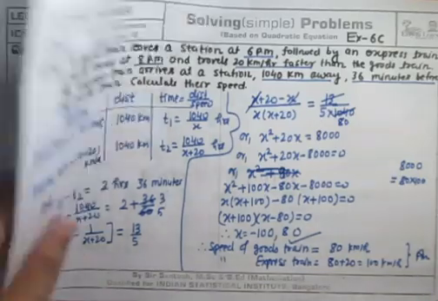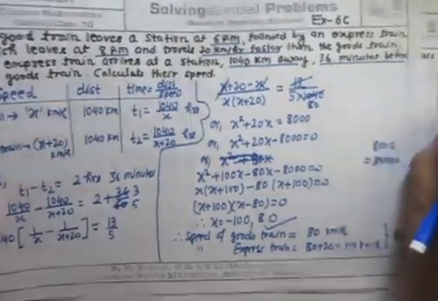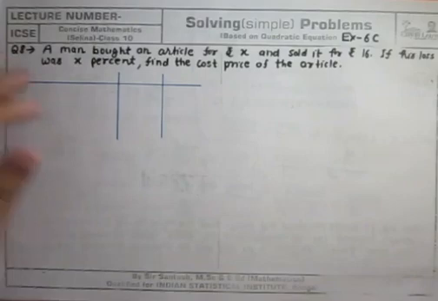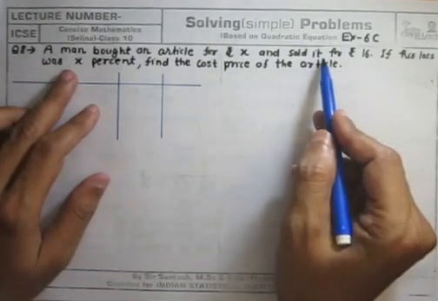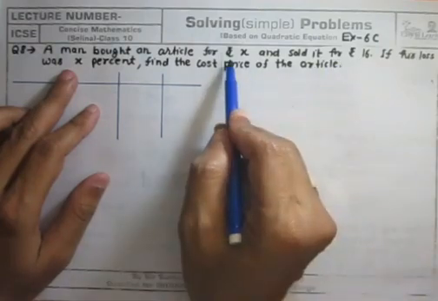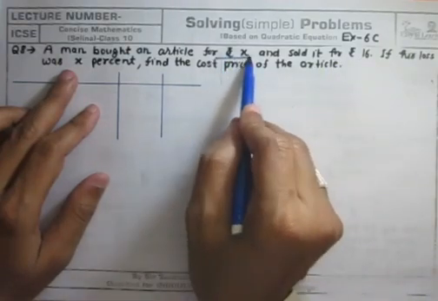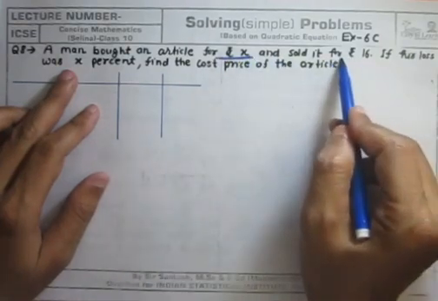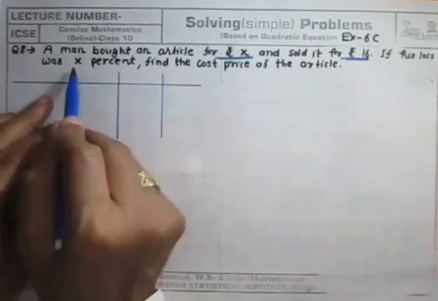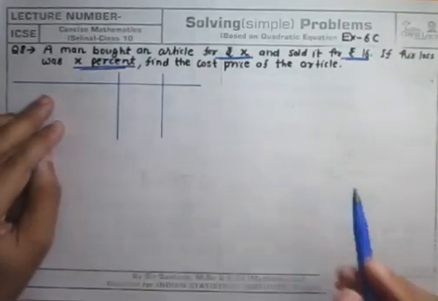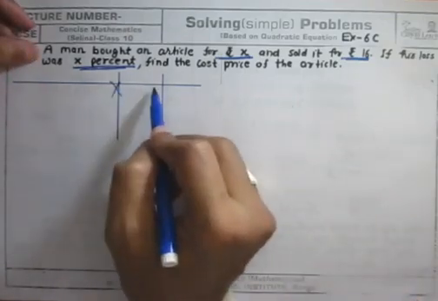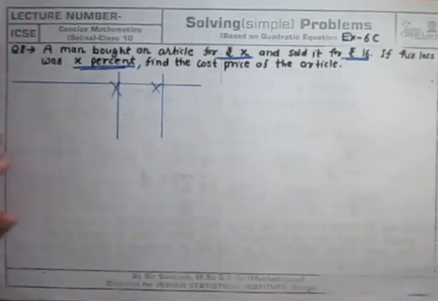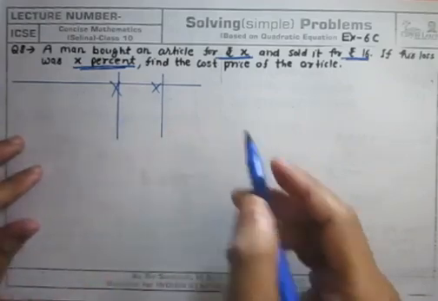Now question number 8. A man bought an article for rupees X and sold it for rupees 16. So this is the cost price and this is the selling price, and if his loss is X%, this is the loss percent, find the cost price of the article. This is not a distance speed time problem, so don't make the column.